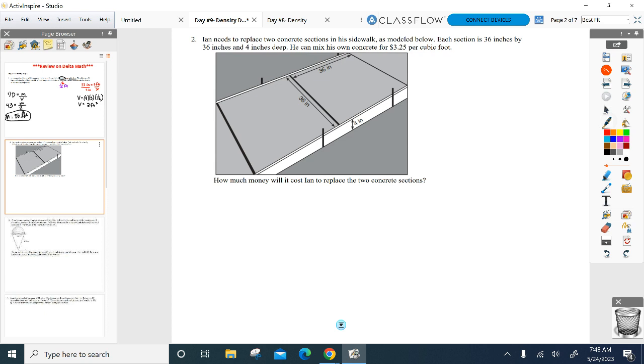All right, so let's convert 36, 36, and 4 into feet for me. See if you can do it. If you need to set up a proportion, 1 foot equals 12 inches, and do it that way, go ahead. But convert them into feet for me. And we understand why I need to convert them into feet, because we're charging $3.25 per cubic foot.